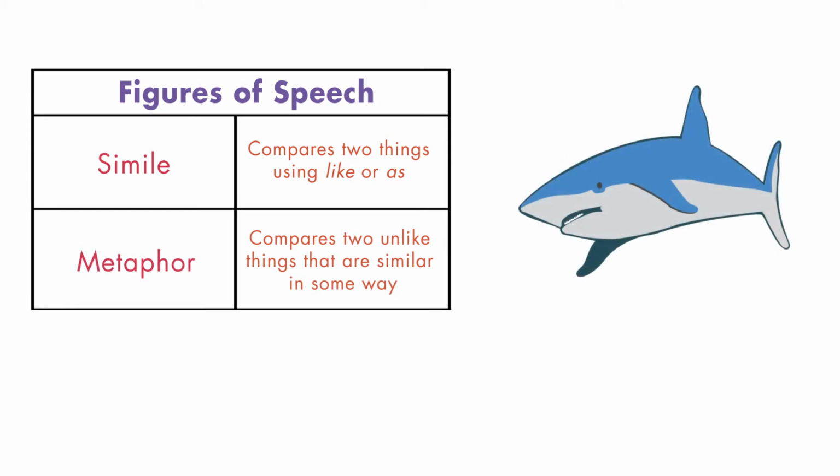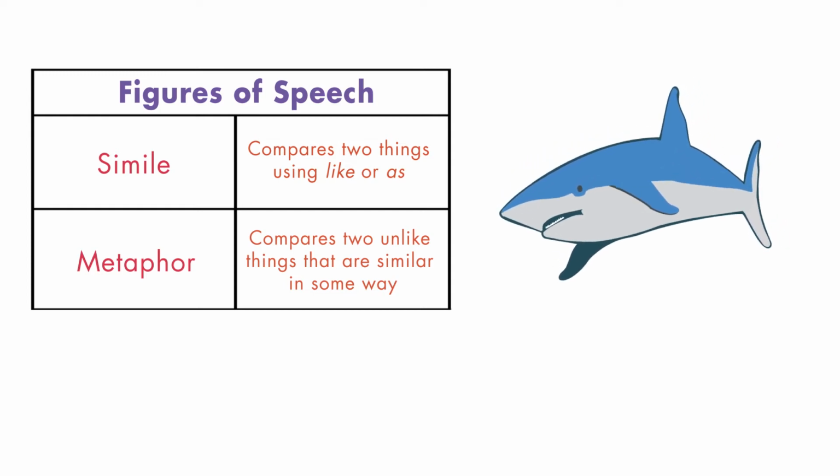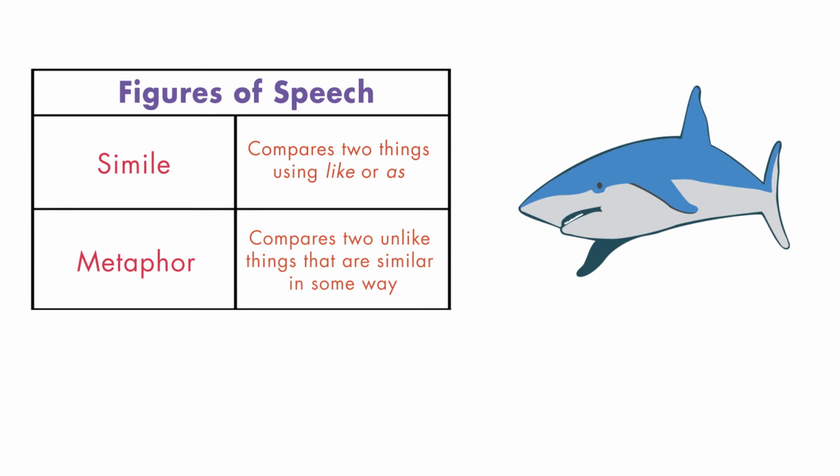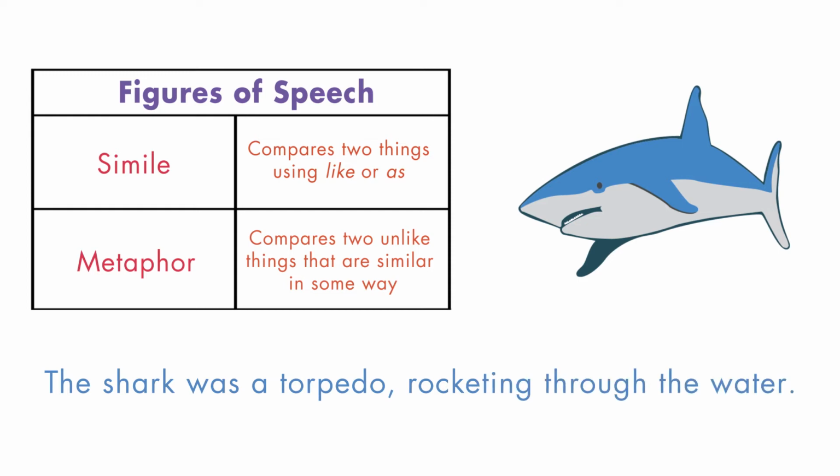A metaphor is a figure of speech that compares two unlike things that are similar in some way. A metaphor does not use the words like or as. Sharks can swim very quickly and move powerfully through the water. A torpedo moves powerfully through the water too. We can write a metaphor to compare the two things. The shark was a torpedo rocketing through the water.